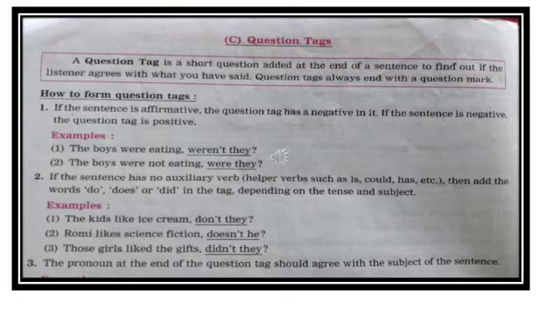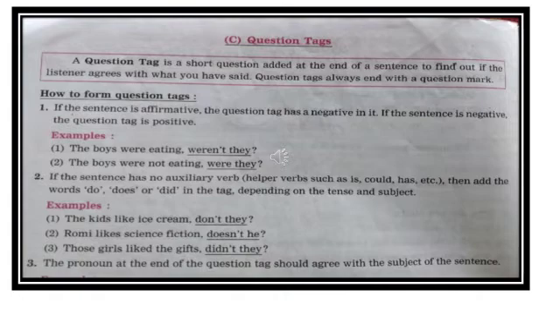If the sentence is affirmative, affirmative means positive, the question tag has a negative in it. If the sentence is negative, the question tag is positive. For example, the boys were eating. Now, is this sentence positive or negative? It is positive because there is no negation in it. So it is positive. When the sentence is positive, the question tag will be negative. So the tag is the short form of were not.